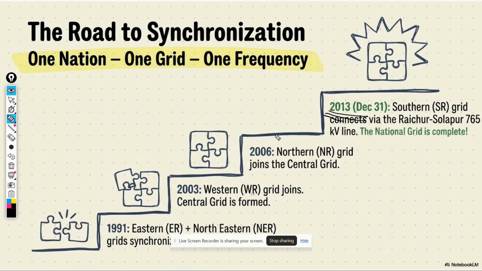So instead of every state operating independently, India developed regional grids where neighboring states shared electricity, supported one another during emergencies, reduced electricity cost, and improved reliability. These regional grids later became the foundation of today's national grid.